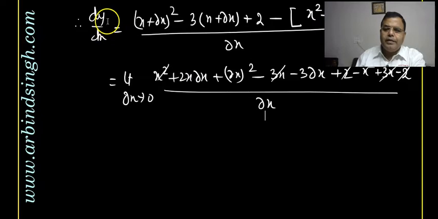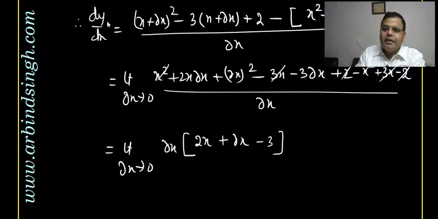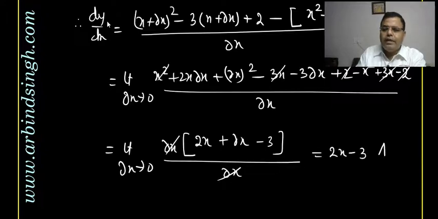So we can write the limit as Δx tends to 0. In the rest of the expression, Δx is common everywhere, so we can take Δx common. This is 2x left here, here 1·Δx is left, and here −3 is left, whole divided by Δx. Δx and Δx cancel. Now Δx tends to 0, so it will be 2x − 3, and that will be the answer. So the question can be solved like this.